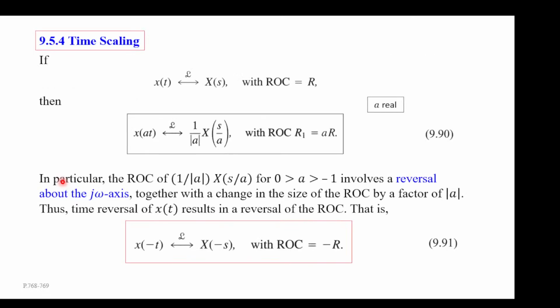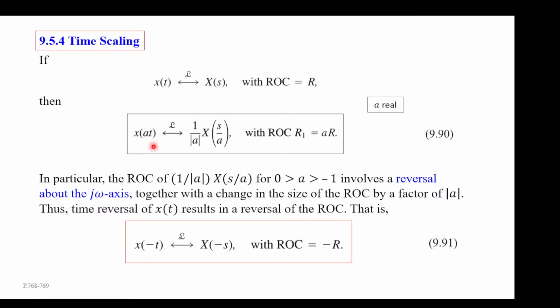Okay, and the next one is time scaling. Once again, we skip the formula derivation, and the formula is more complicated now. Here, instead of x of t, we have x of at. Because the time we usually think about is real, a is a real number. And the formula is a bit complicated.